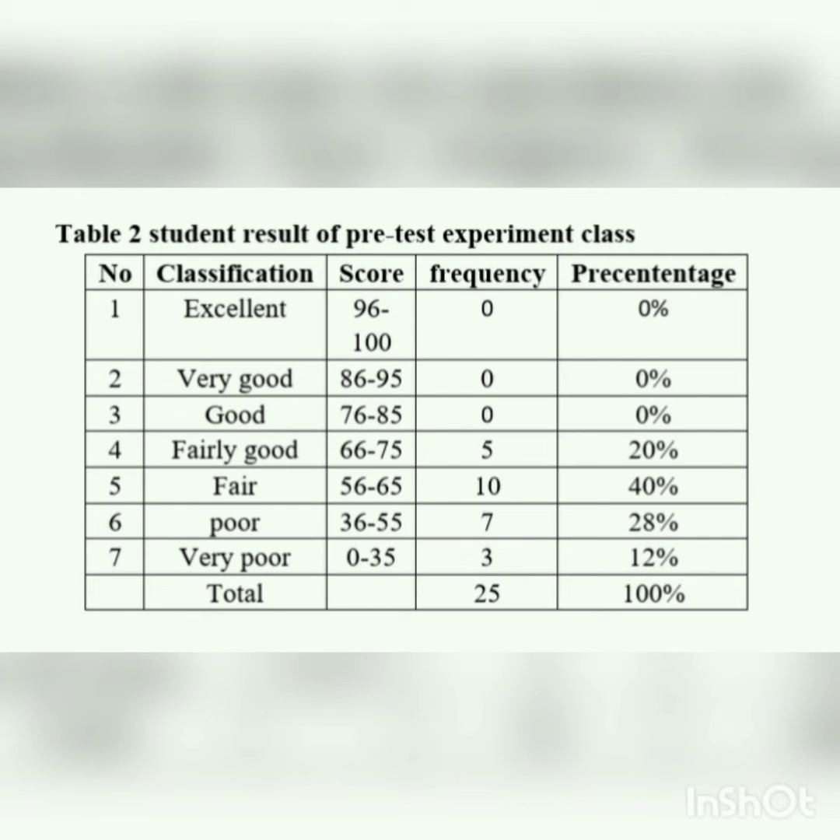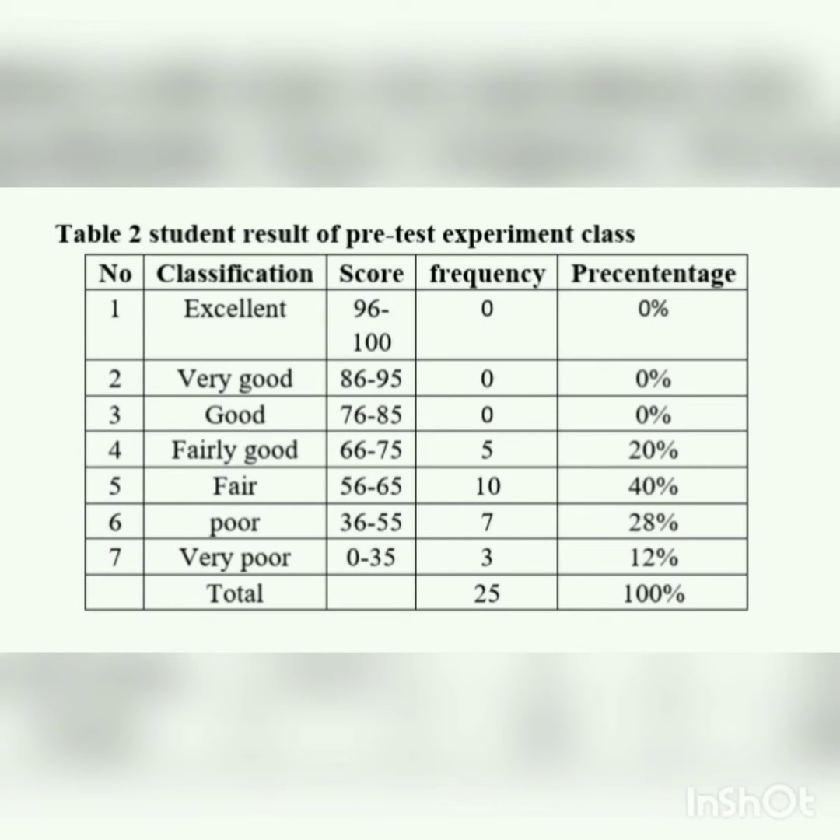Table 2 is the student result of the pre-test in the experimental class. On the table, we will explain about classification, score, frequency, and percentage. The first classification is excellent, score 96 to 100, frequency 0, percentage 0%. The second classification is very good, score 86 to 95, frequency 0, percentage 0%. And the third classification is good, score 76 to 85, frequency 0, percentage 0%.